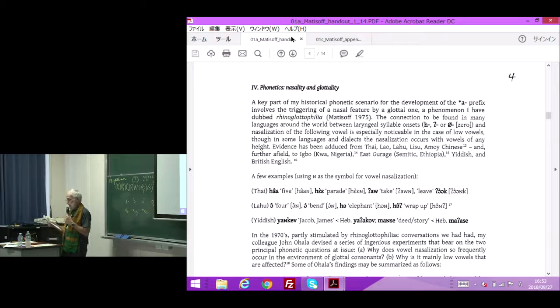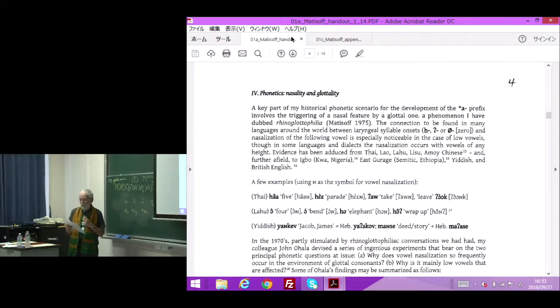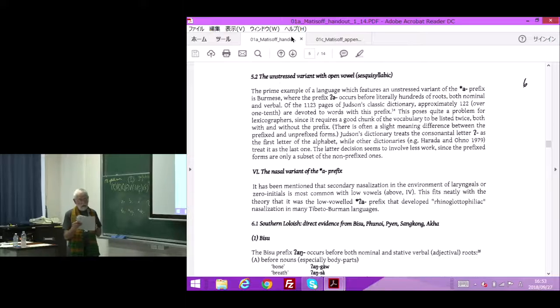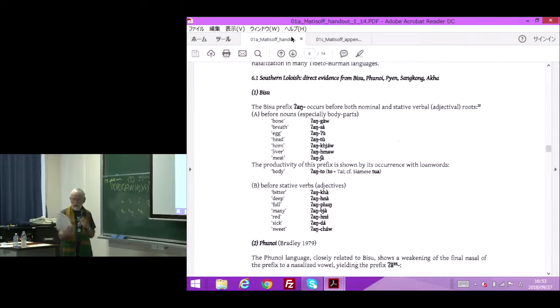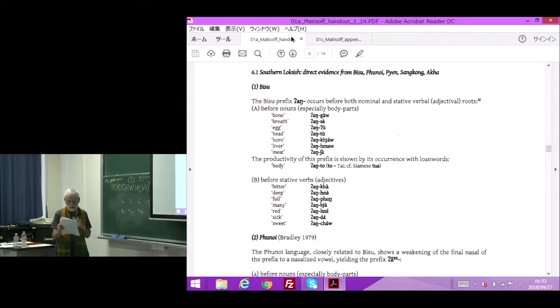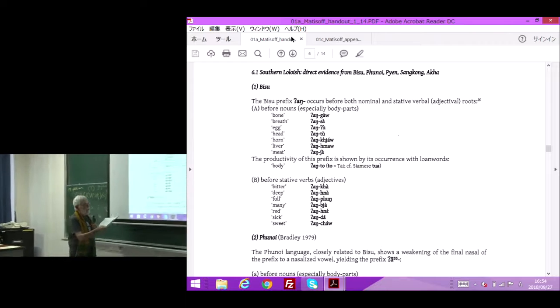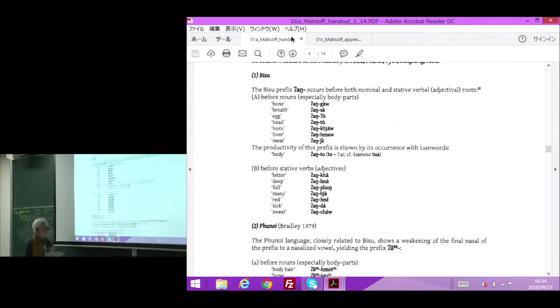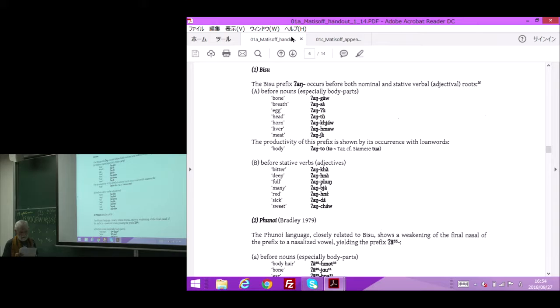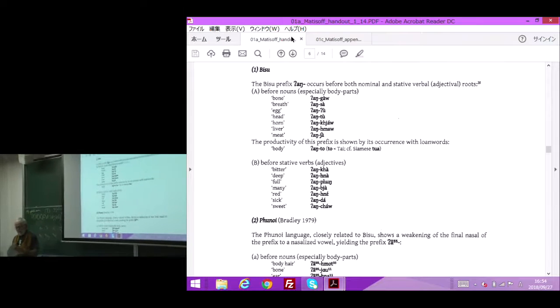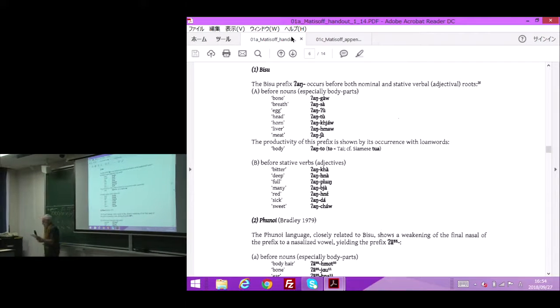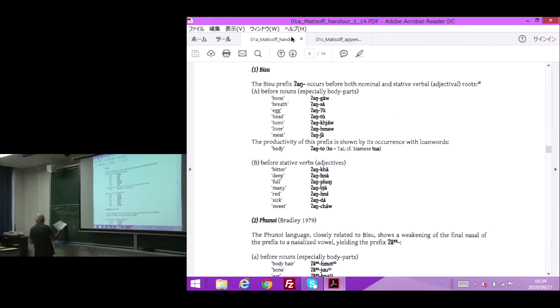Okay, looking at Southern Loloish now, page 6, we see in languages like Bisu, Punoi, Bien, which is another language studied by Shintani, you get sometimes the full syllable ang. Sometimes it's reduced to just the nasalized vowel a. And in the case of Lahu, it becomes o.